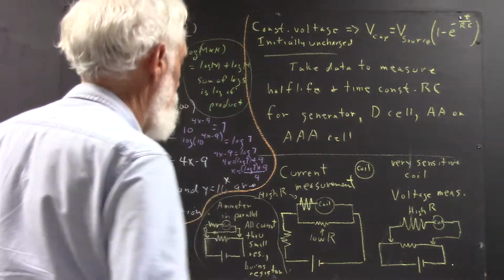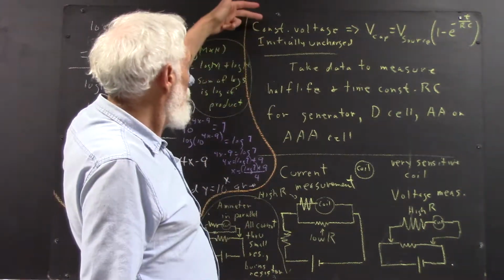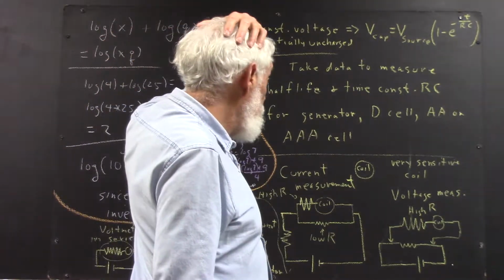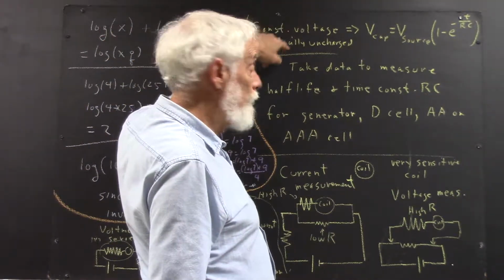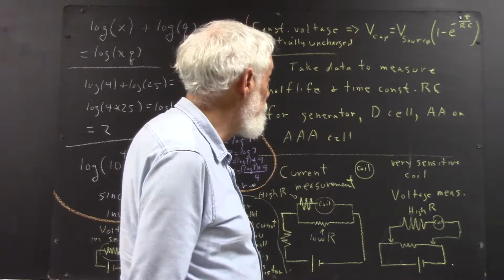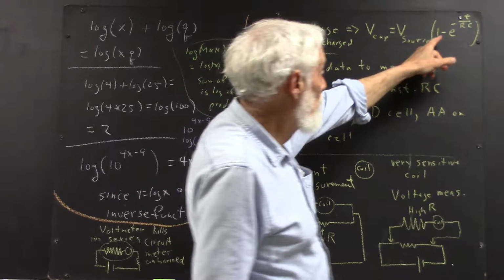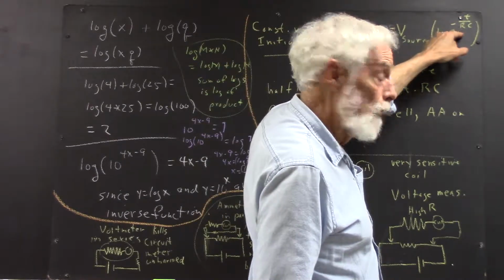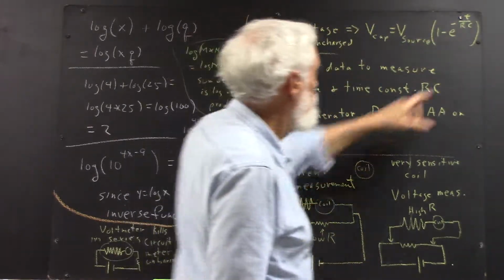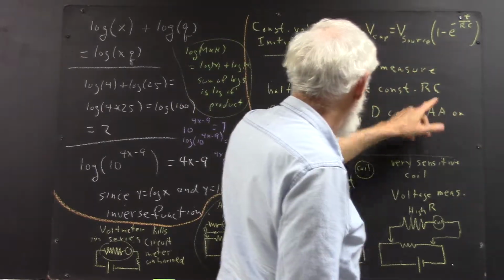Okay, in the lab, you're given the fact that if you have a constant voltage and an initially uncharged capacitor, the voltage on the capacitor is equal to the source voltage times 1 minus e to the negative t over RC. And this RC is what we call the time constant.